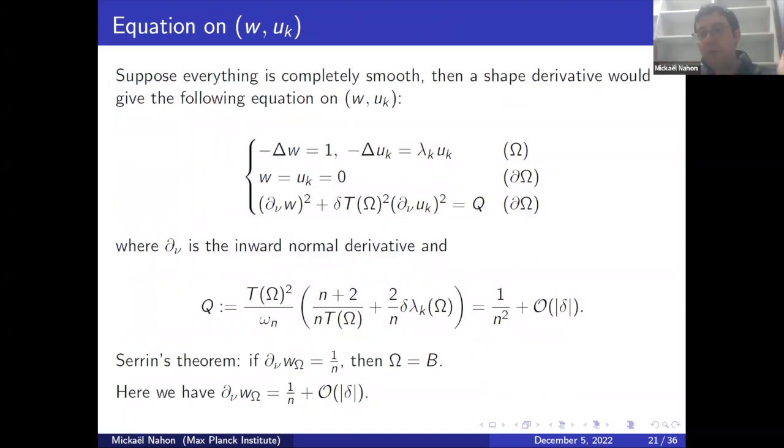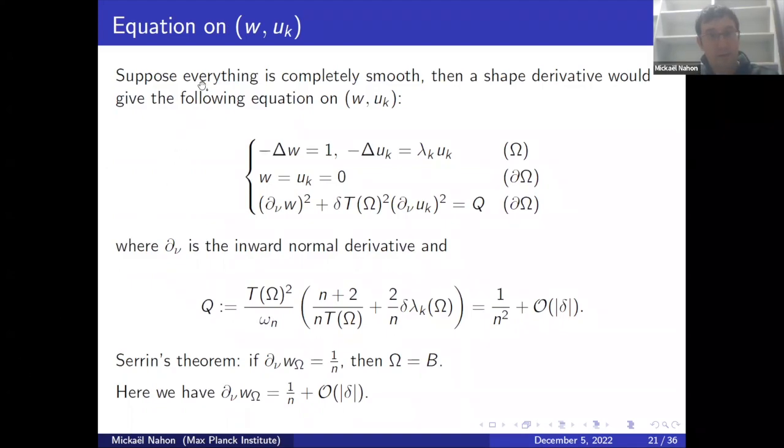we have a minimizer among open sets, and we can start to see what we can say about the optimal problem. Because when we have an optimal domain, we can hope to have some kind of overdetermined condition, some kind of additional condition that comes from doing a shape derivative of the domain.